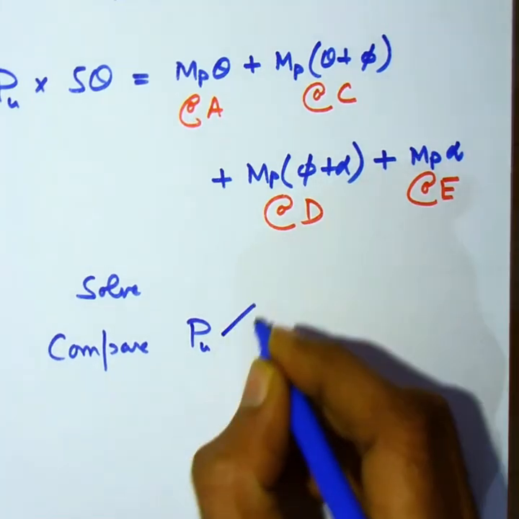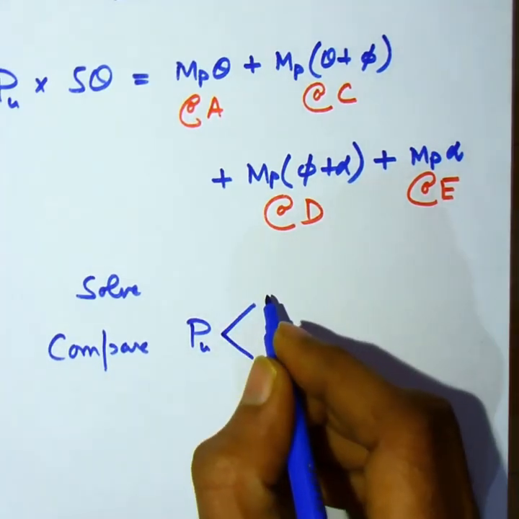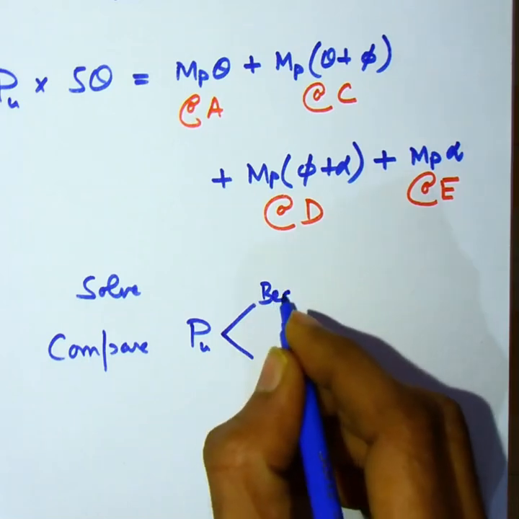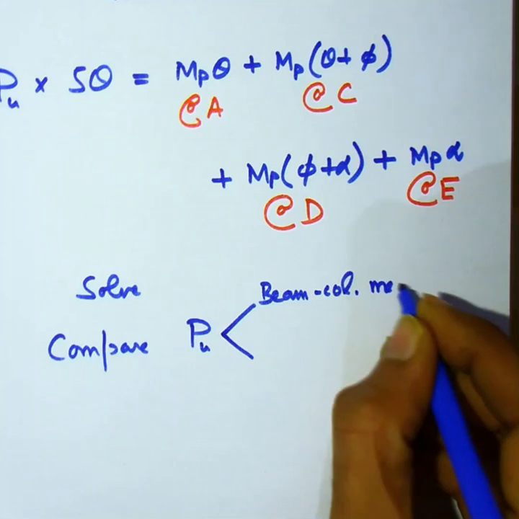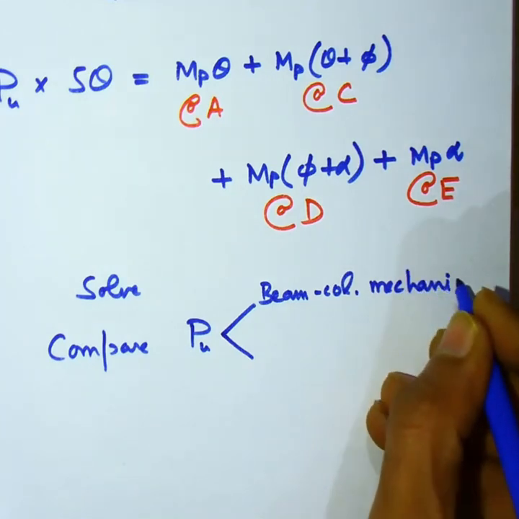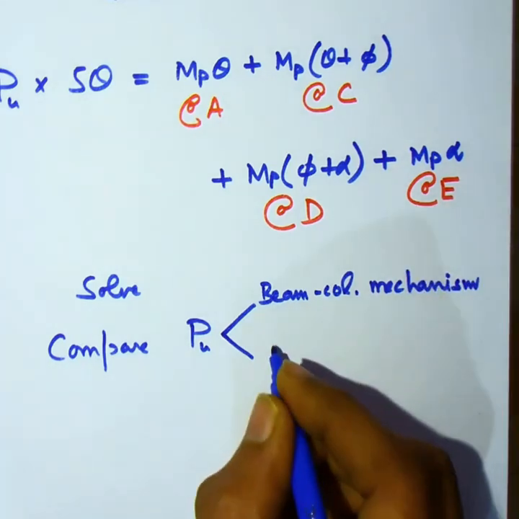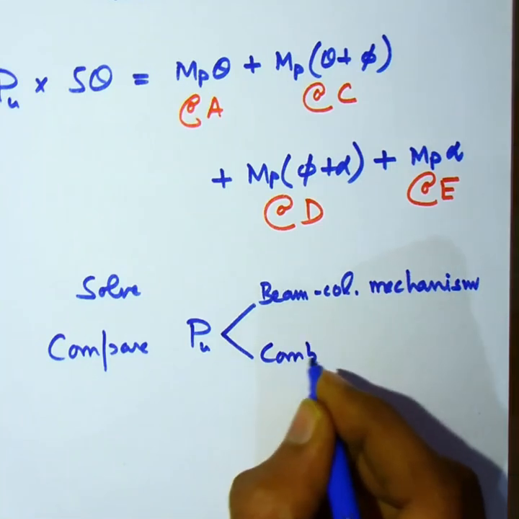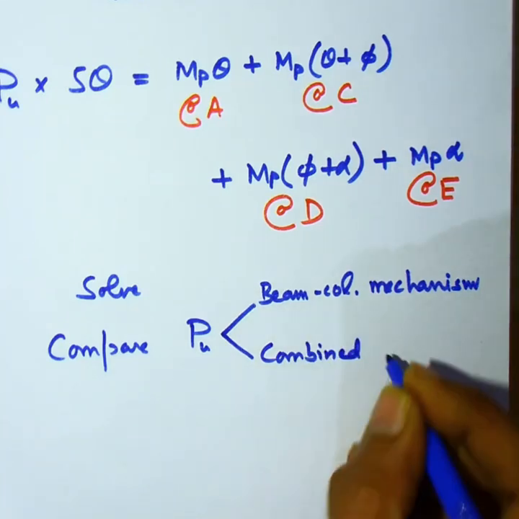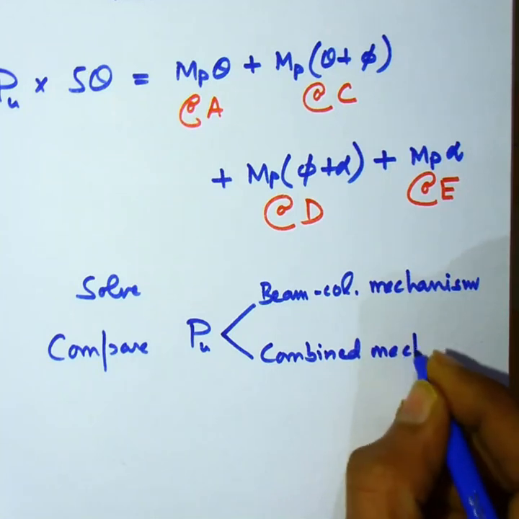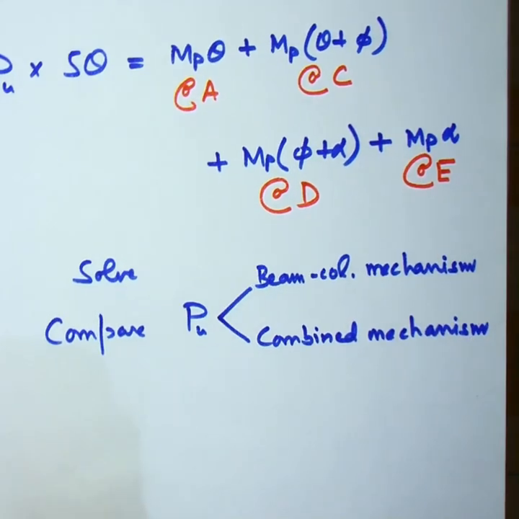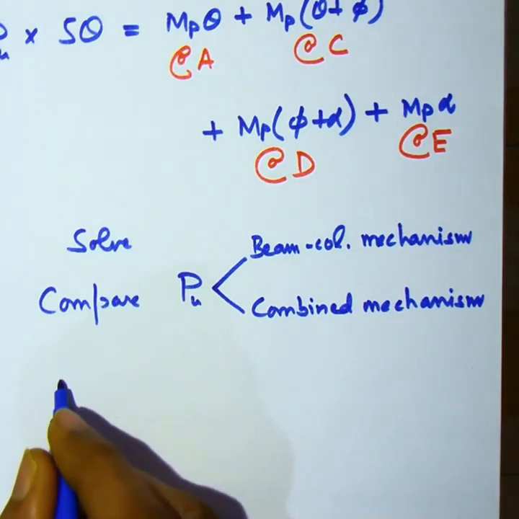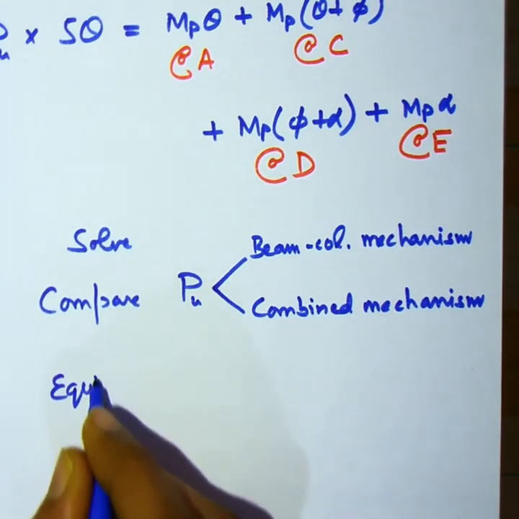So we can compare the PU obtained from this mechanism with that from the beam column mechanism, and then we can find which one is the lower. For the lower of the two mechanisms, we can carry out the equilibrium and the yield checks to ascertain that the chosen mechanism is the actual collapse mechanism.